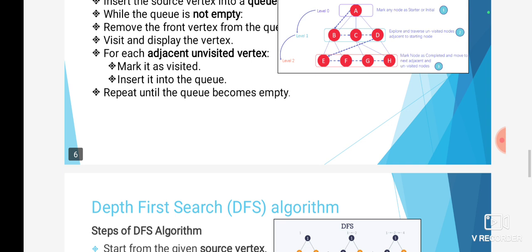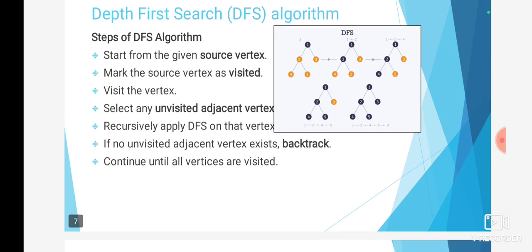Depth first search. Now let us look at the depth first search algorithm. Start from the given source vertex and mark it as visited. Visit the vertex and select any unvisited adjacent vertex. Recursively apply DFS on that vertex. If no unvisited adjacent vertex exists, the algorithm backtracks. This process continues until all vertices are visited.